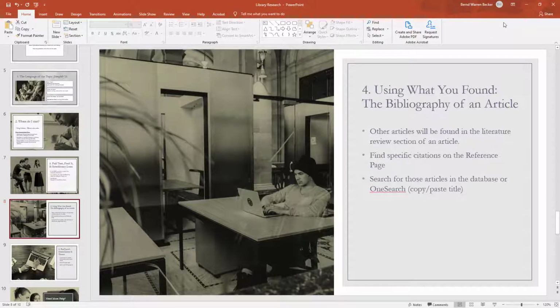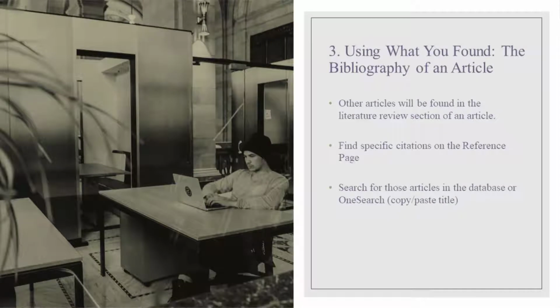Once you find some articles that really match your topic and meet your research needs, I want you to make sure that you look over the bibliography of the article. Those other articles will be mentioned in the literature review section of the article, and you can find the specific citations on the bibliography, also called the reference page. Copy and paste the titles of those articles into either the database, or I would suggest OneSearch, to see if that article is available in one of our other databases. So let me show you what that will look like.